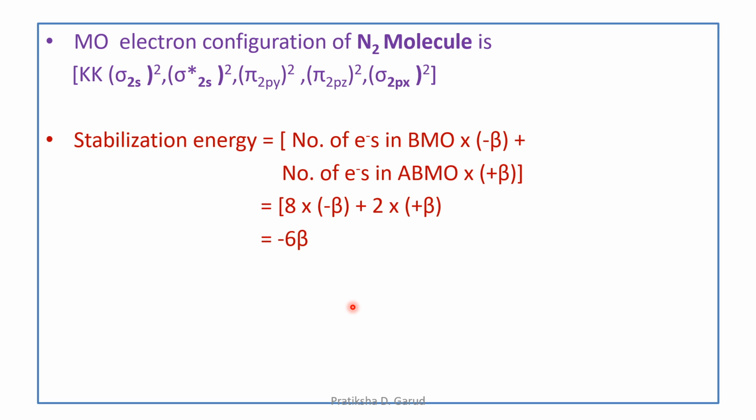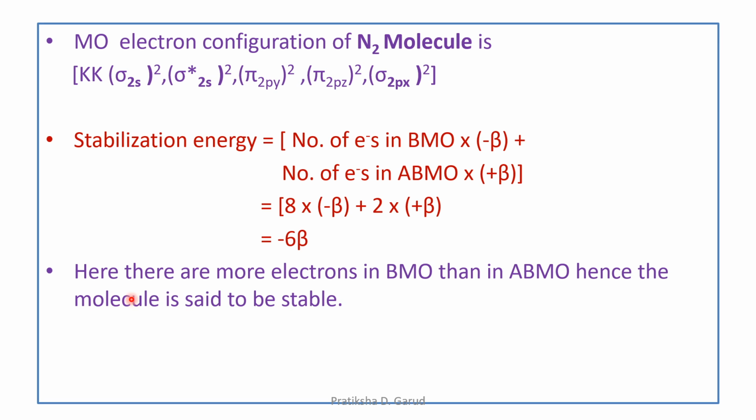Again, we know that when there are more number of electrons in BMO than the ABMO, then the molecule is said to be a stable molecule. So here there are 8 electrons in BMO and 2 electrons in ABMO. So it is a stable molecule. So we can say that here there are more electrons in BMO than in ABMO. The molecule is said to be a stable molecule.